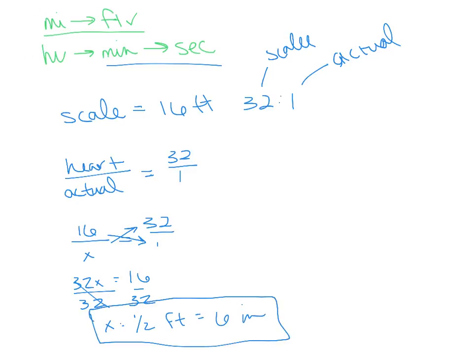That was an interesting problem because it didn't really give you a picture or anything. So you still do the heart, or we're doing heart this time and not map over actual, equals 32, because it said the scale model of a human heart. So you can assume that the 32 is the scale and the actual is 1.